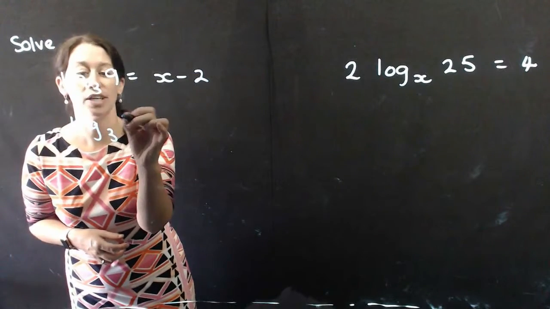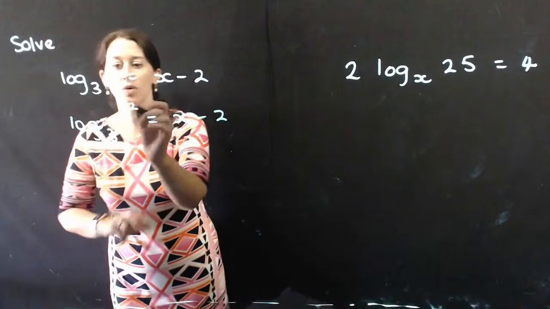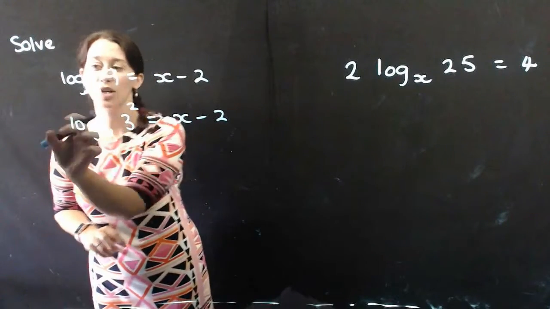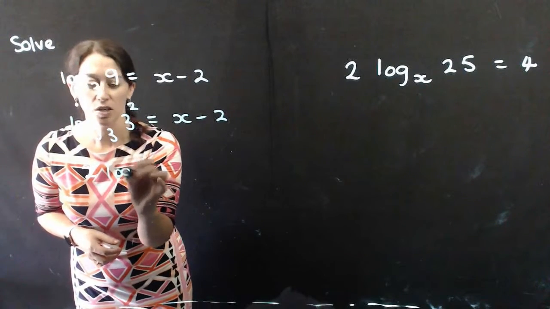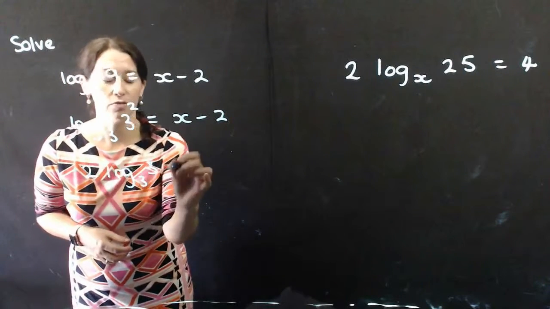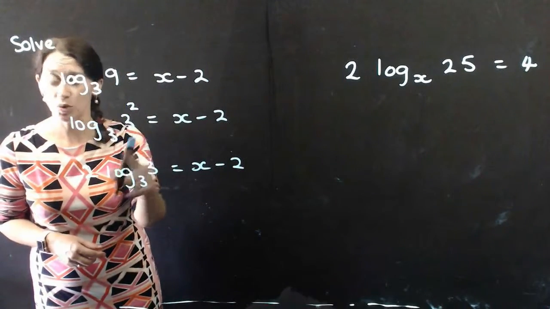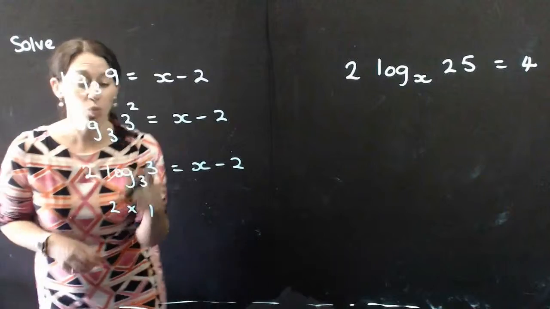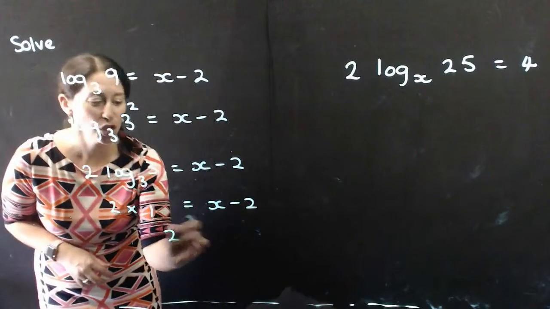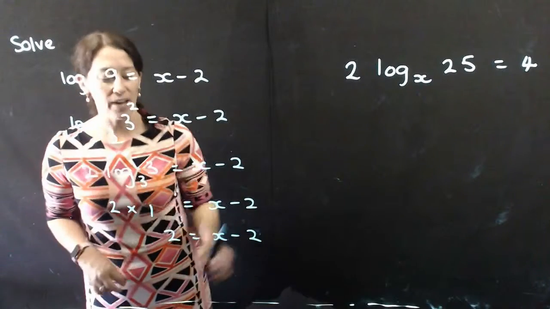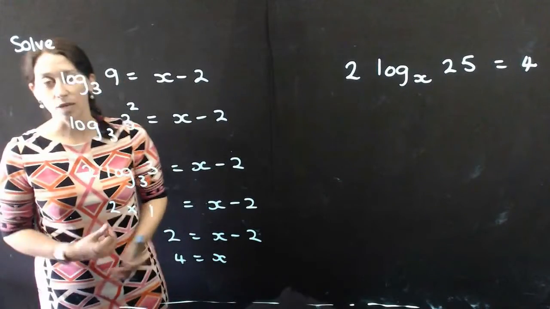So log to the base 3 of 3 squared equals x take away 2. Now what I can do is I can use the fact that this power can come down to the front, and it's exactly the same. I'm not changing anything. So I've now got 2 log to the base 3 of 3 equals x minus 2. Well, this here is just equal to 1. So I've actually got 2 times 1 equals x minus 2. And of course 2 times 1 is 2. Now solving for x, I then add the 2 to this side, leaving me with x equals 4 for that one.